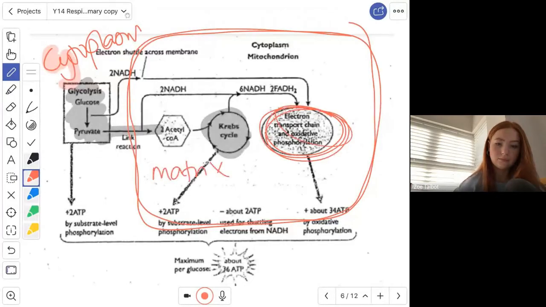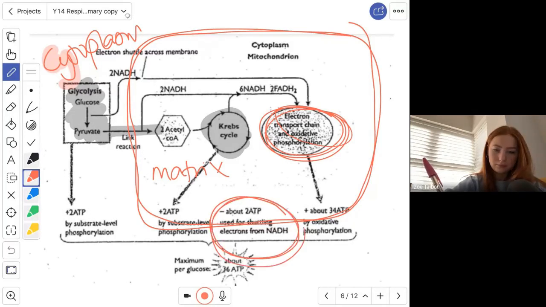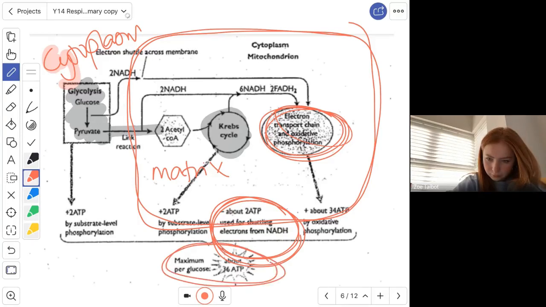And it actually needs 2 molecules of ATP, which are quite often used to shuttle the electrons from the NADH. And so that's why in this diagram, the maximum is, if you use up 2 molecules, 2 away from 38, it's down to 36. Now, that's not something they really expect you to know.